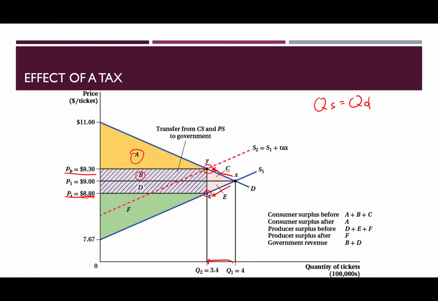For producers, they previously got areas D, E, and F. And with the tax, area D is transferred to the government. They lose area E as a result of the reduced trade, right? It's deadweight loss, and they only receive F.